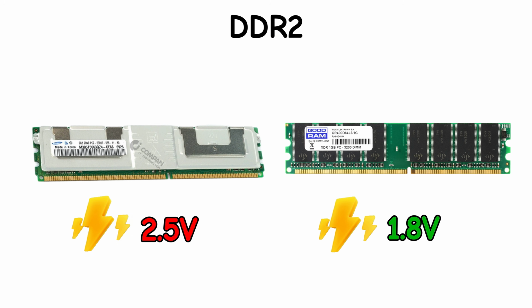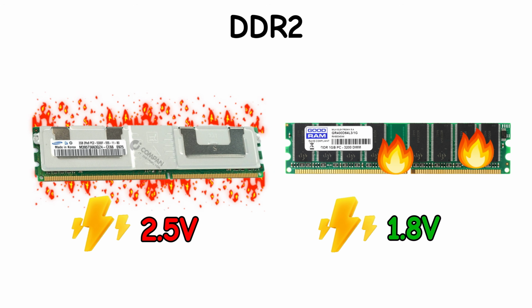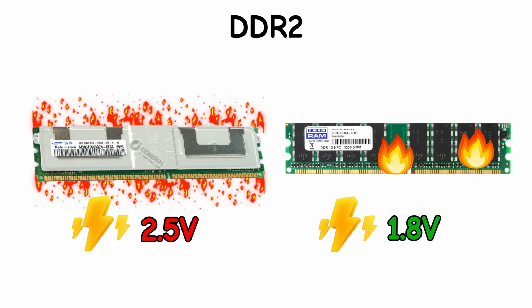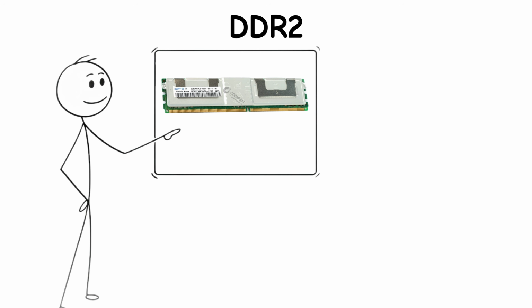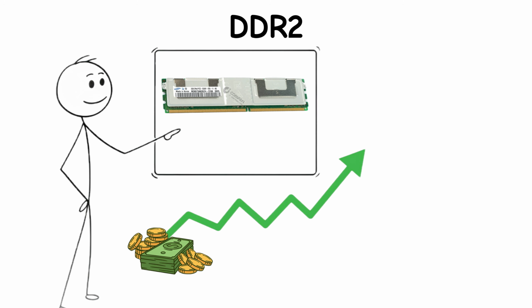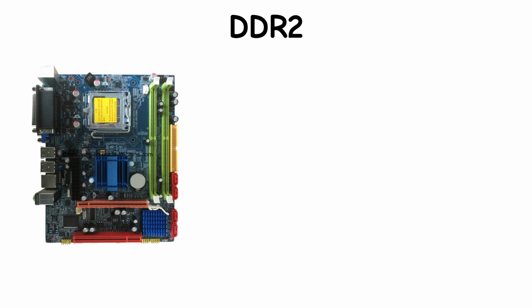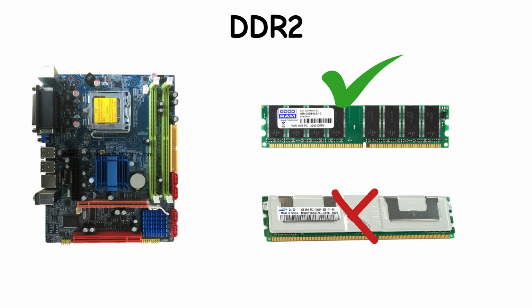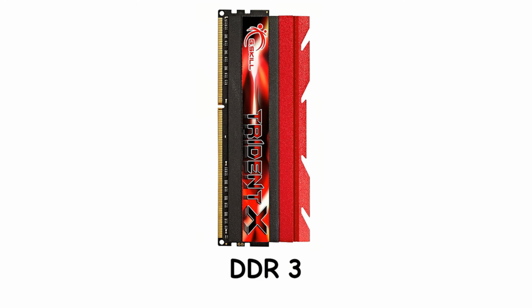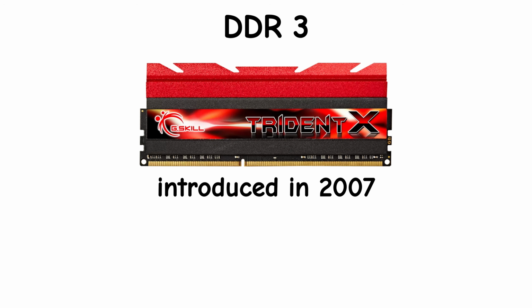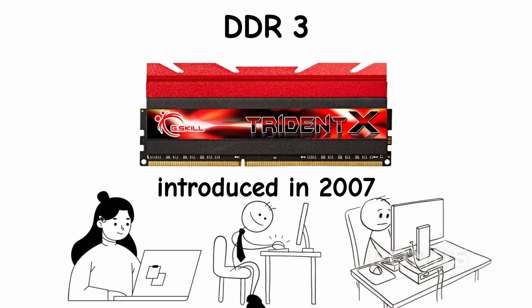The bigger improvement was power. DDR2 dropped the voltage to 1.8 volts, so it used less electricity and produced less heat than DDR1. The problem was the price. DDR2 was expensive when it first launched, and the value wasn't always great compared to DDR1. Also, upgrading often meant buying a new motherboard that supported DDR2, so a lot of people simply stayed on DDR1 instead.